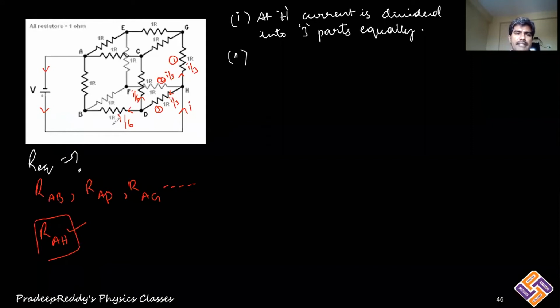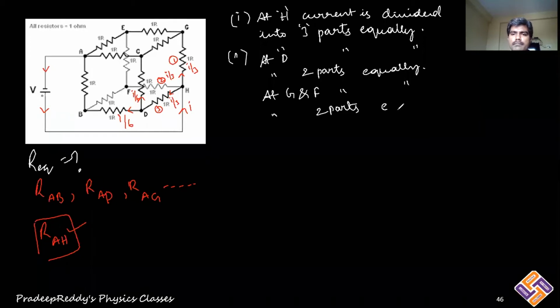Okay, I by 6 comes and it gets divided at D. Mark that. At D, current is divided into two parts equally. Similarly, at G and as well as F also. At G and F, current gets divided into two parts equally. So you can clearly write that value. The value of that current can be simply written here.